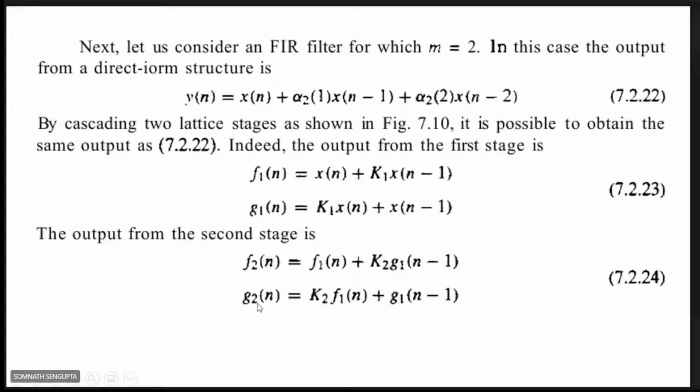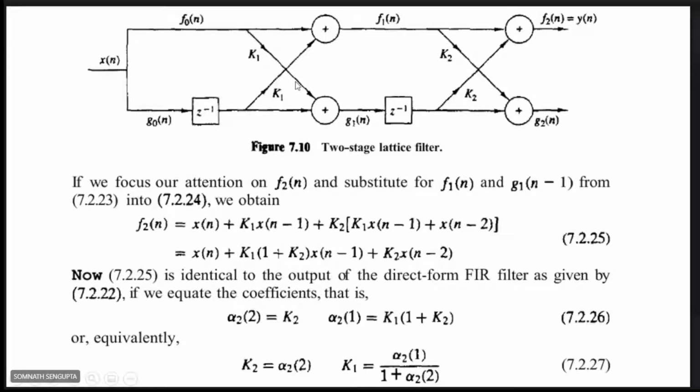Then G2n is the second output, which adds the coefficient K2 multiplied with F1 plus the delayed version of the other input G1 n minus 1. Okay. So this is the output of the second stage. Now both the stages are cascaded. You can see here that for each stage the constant coefficient is same. Here K1, here K1. This is K1, this is also K1.